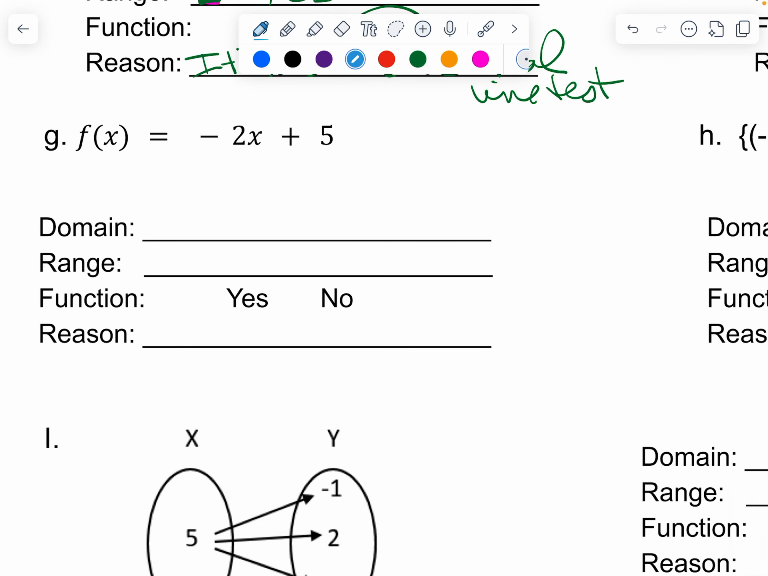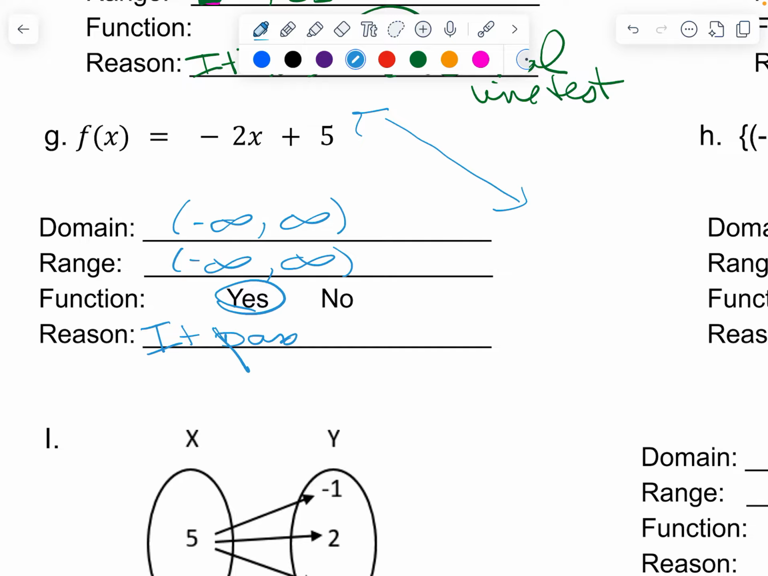The domain. On this, you can plug in any number you want. So it goes from -infinity to +infinity. This is a line. This line is going to go like this. The range is also going to be -infinity to +infinity. Is it a function? Yes. It passes the vertical line test.